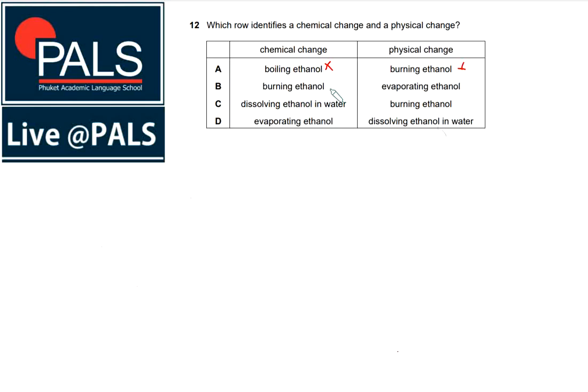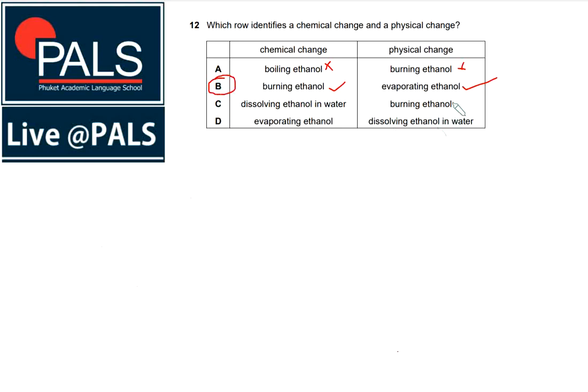Burning ethanol, of course, is a chemical change because you cannot bring back the ethanol. Evaporating ethanol, of course, is not a chemical change because it's just evaporated. The ethanol is still there. So the correct answer is letter B.